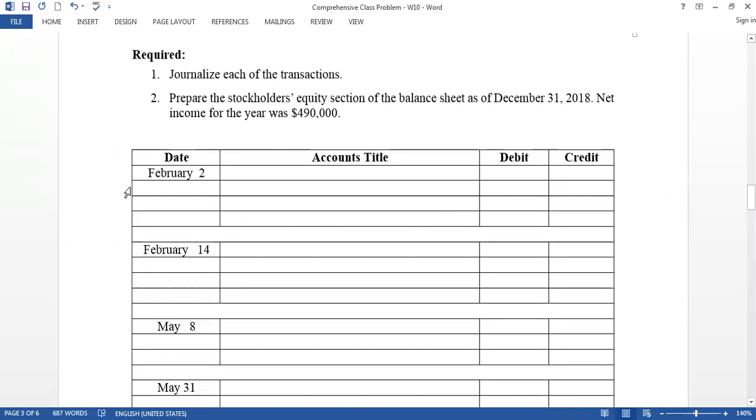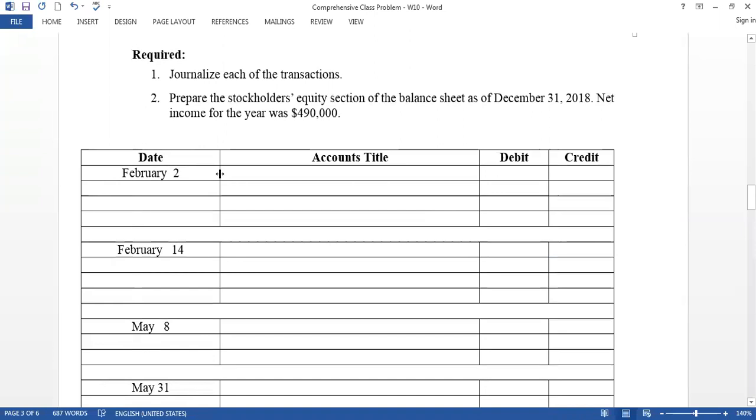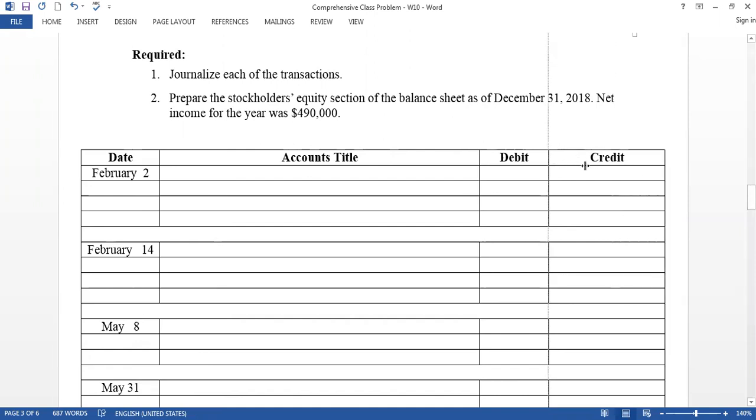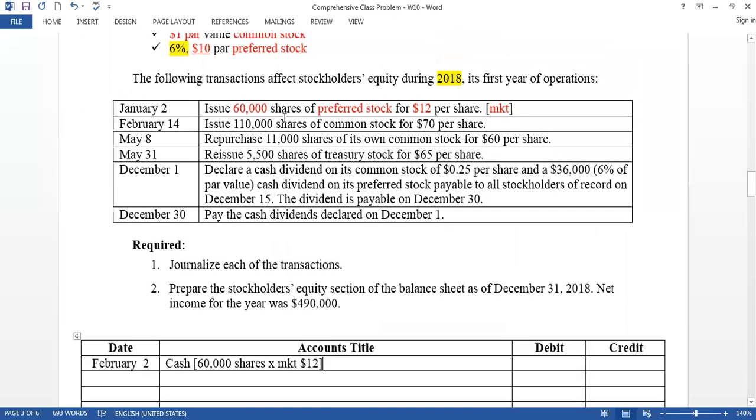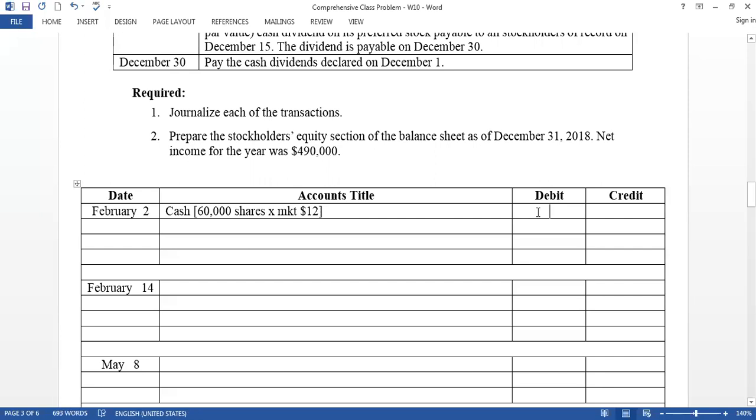January 2nd. So we sell preferred stock and we receive cash. So cash debit. So how many shares do we sell? We sell 60,000 shares. And from the market, how much do we receive? From the market we receive $12. So this is the money we receive from the market. We sell 60,000 shares of preferred stock, and from the market we receive $12. So how much cash do we receive? We receive cash of $720,000.